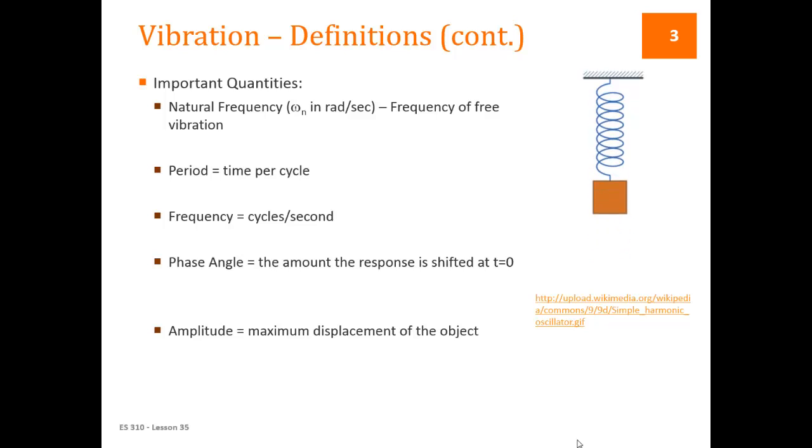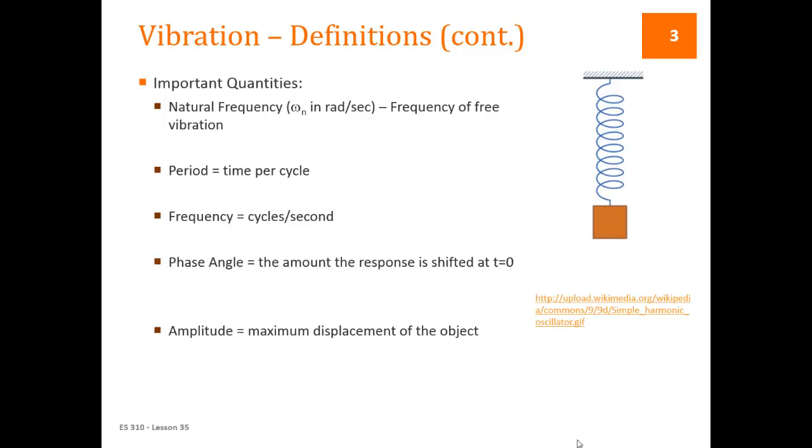The period is the time per cycle. So if we started the stopwatch when the box was at the top of its bounce and stopped the stopwatch when it got back to the top of its bounce, that would be a cycle. And that time would be the period.